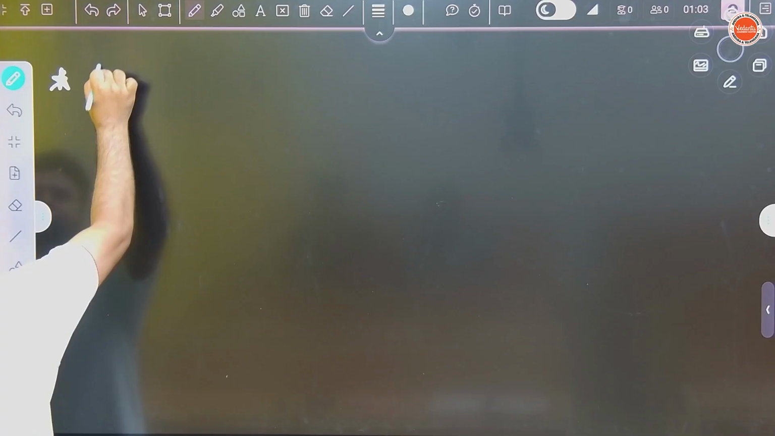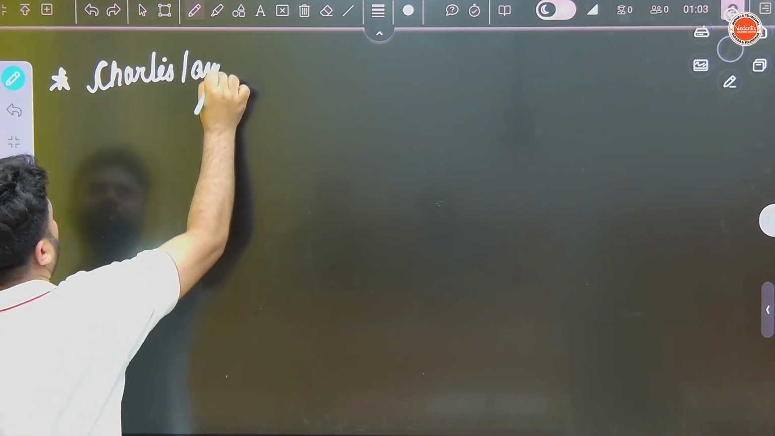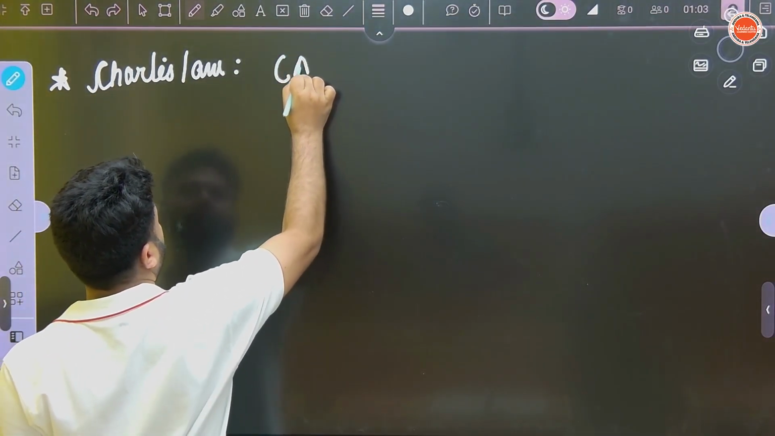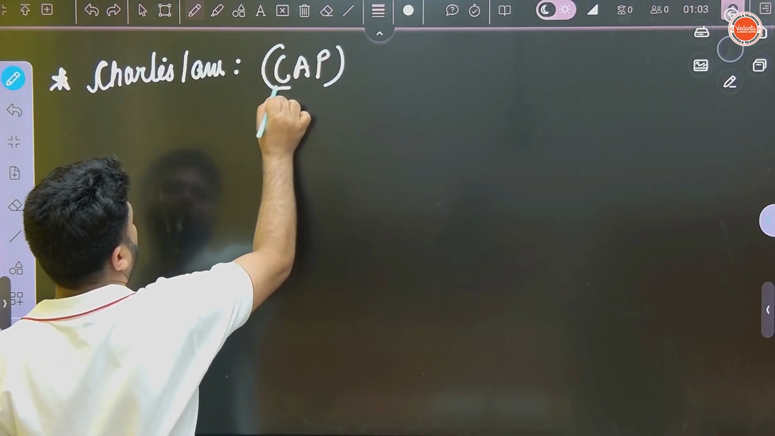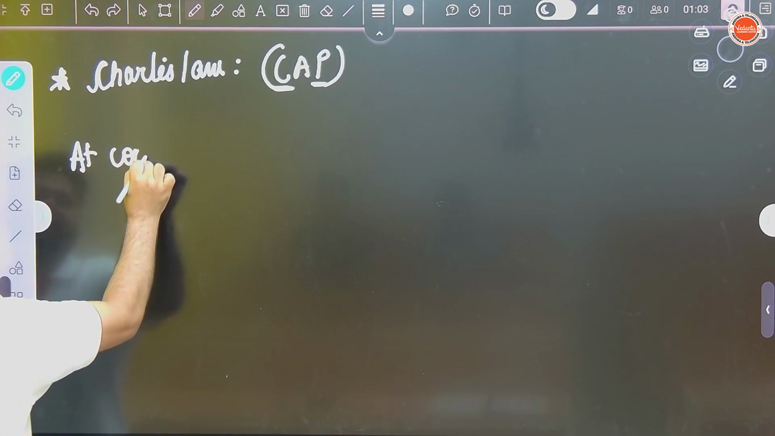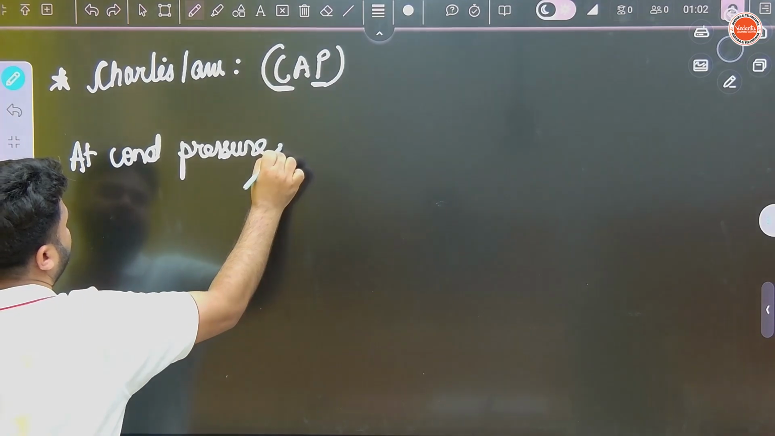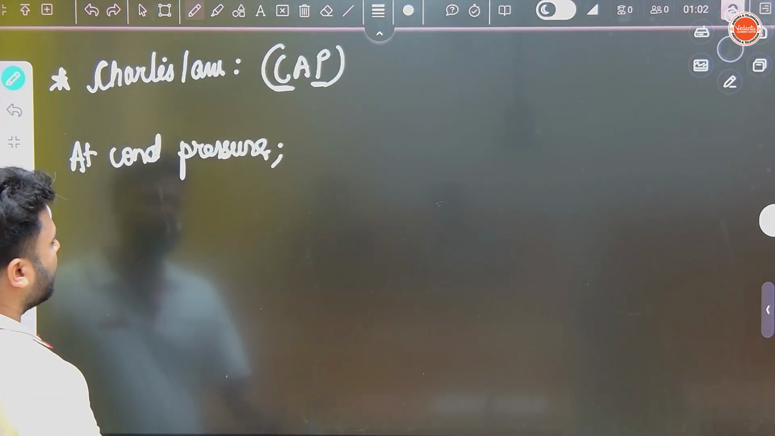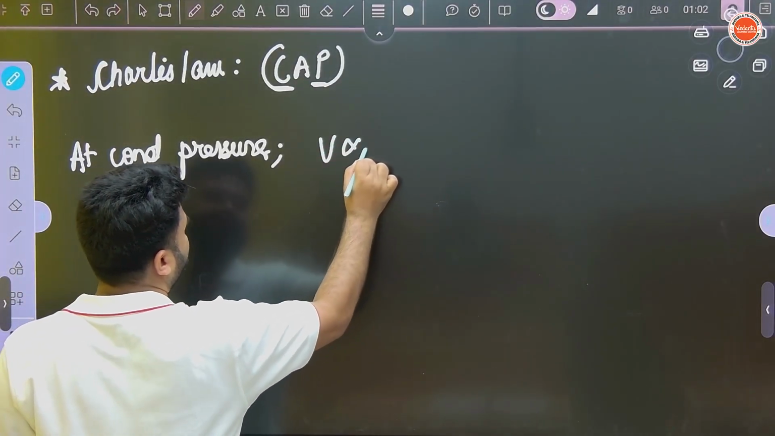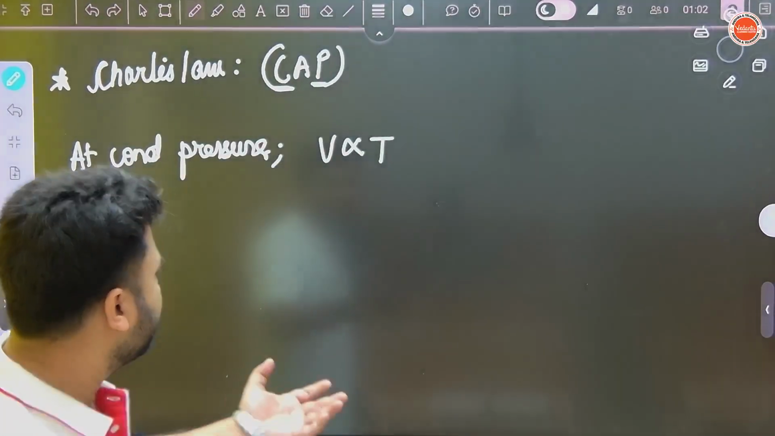Charles law. You remember the word CAP. C for Charles law, P for pressure. It says that at constant pressure, the other two parameters are volume and temperature. The volume of the gas is directly proportional to temperature. If you increase the temperature, volume will also increase. If you increase the volume, temperature will increase.